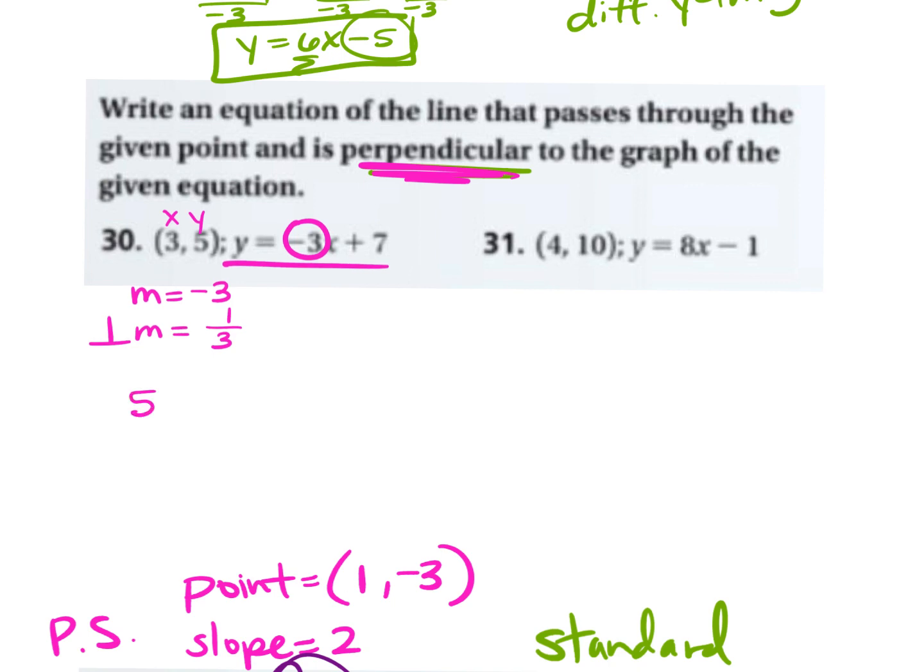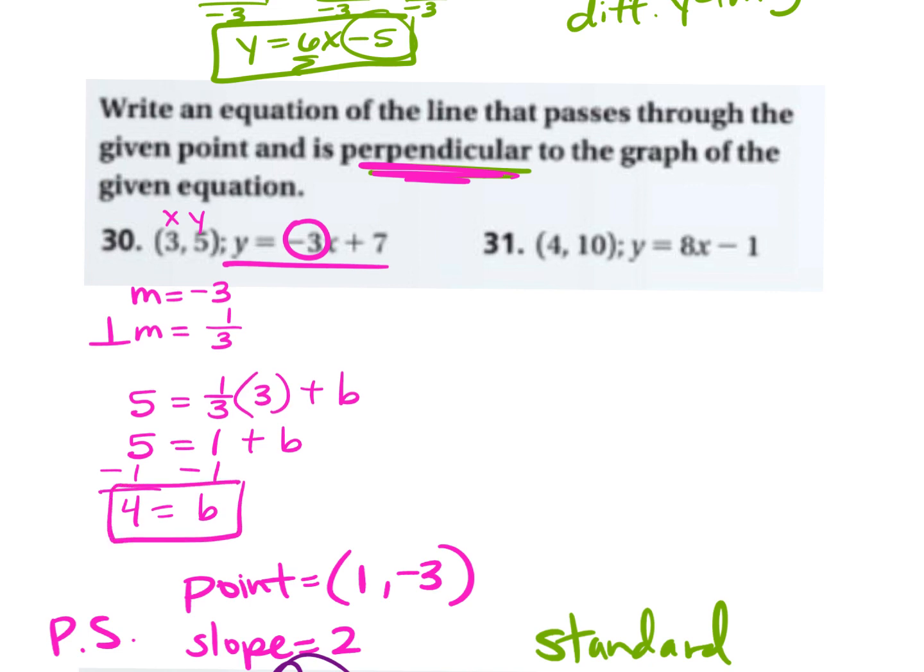So y equals m times x plus b. So 5 equals 1/3 times 3 is 1 plus b. And then we just take away that 1. So your b value is 4. Your m, we want the perpendicular one. So this would be y equals 1/3 x plus 4.